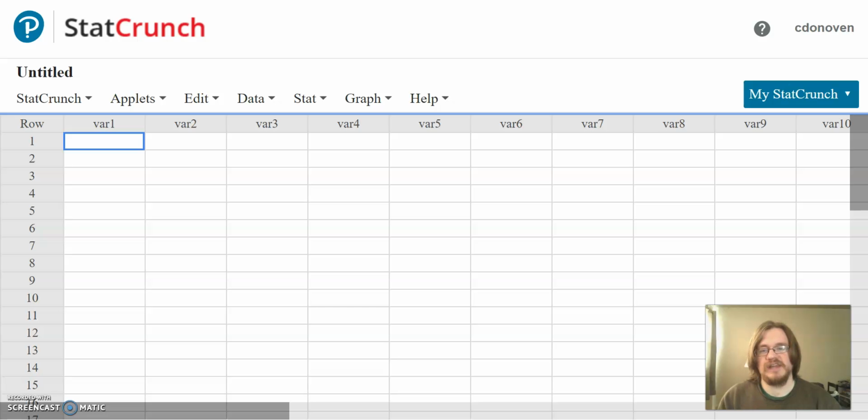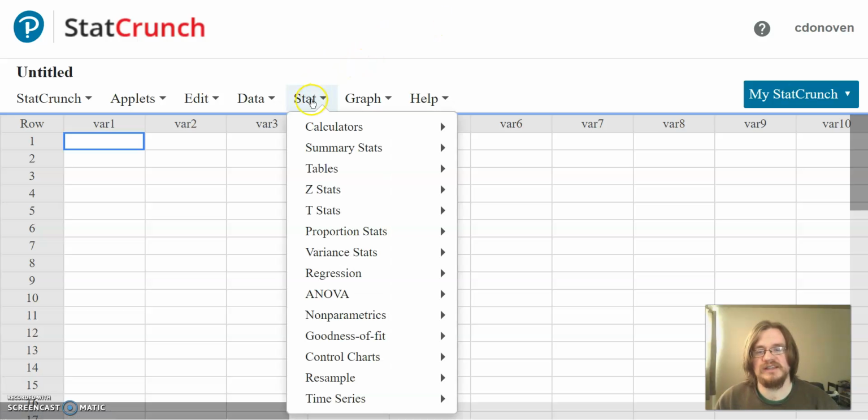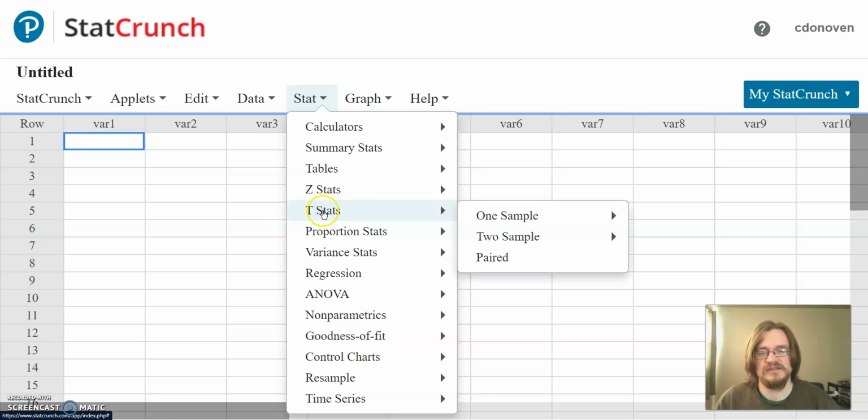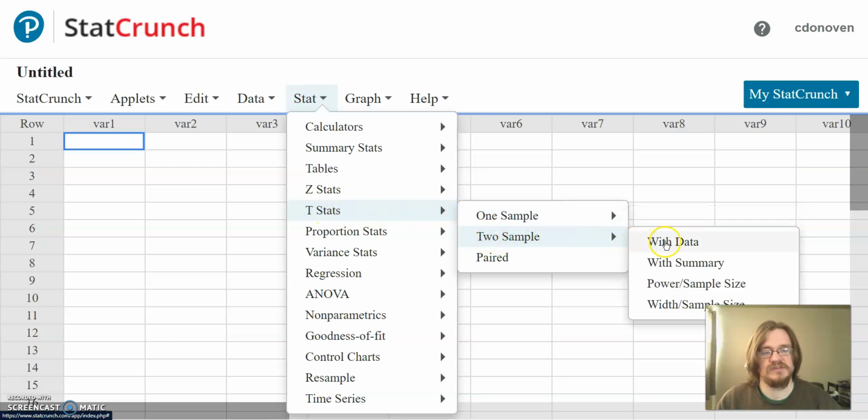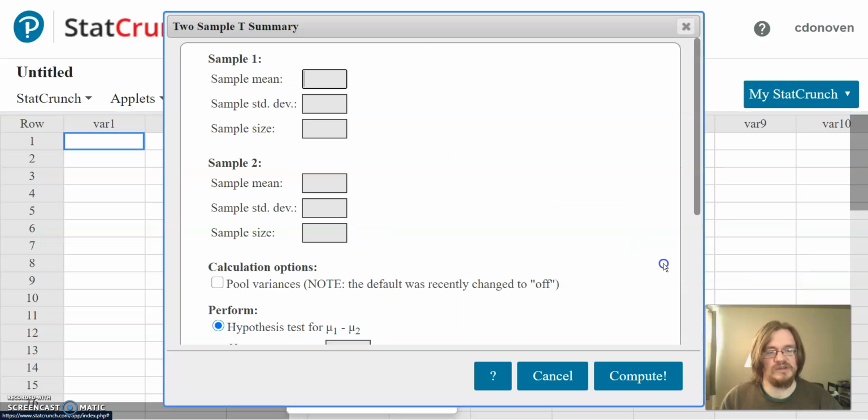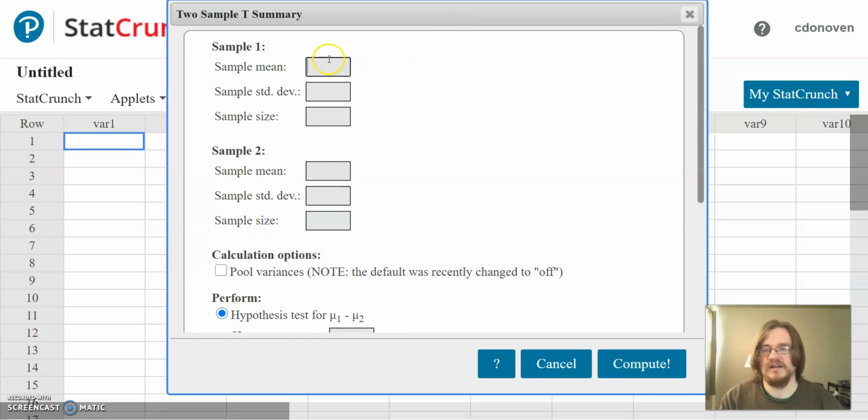So let's come over to StatCrunch. If we come to statistics, we are comparing means. So we want to use the t-scores, the t-statistics. We have two samples. We don't have the individual data points for all of our men's and women's heights, so we're just going to do this with summary, and we can input everything here. So the sample mean, let's do the men first. That was 70 inches. The standard deviation was 3, and we measured 100 men. For women, we found it was 64.5 inches with a standard deviation of 2.5, and we also measured 100 women.